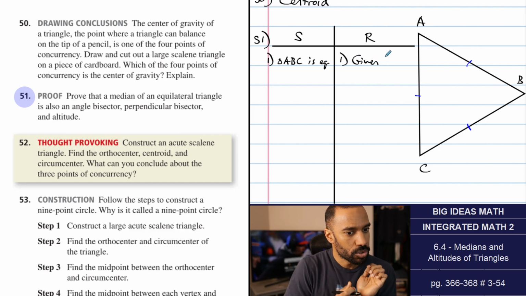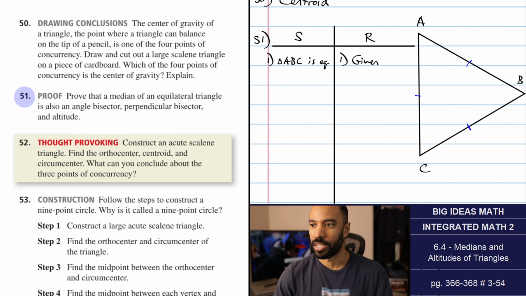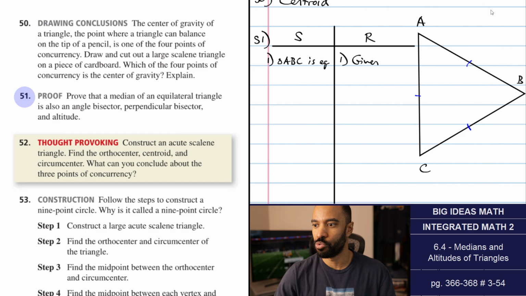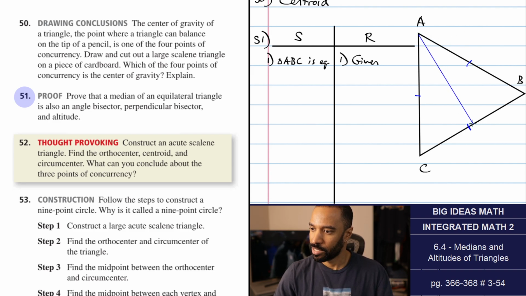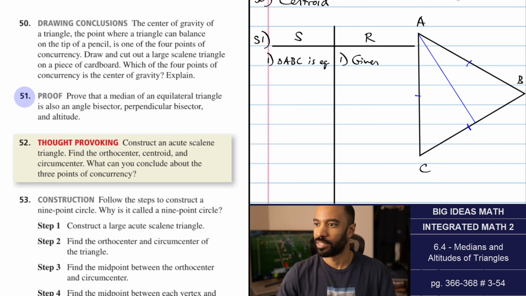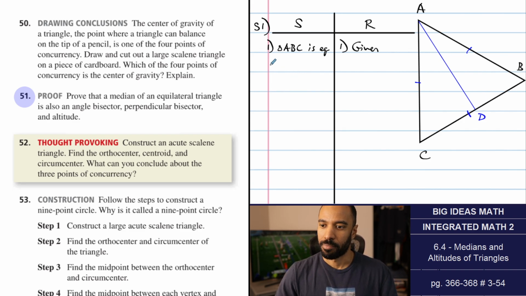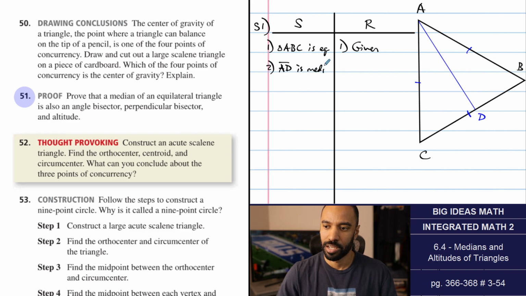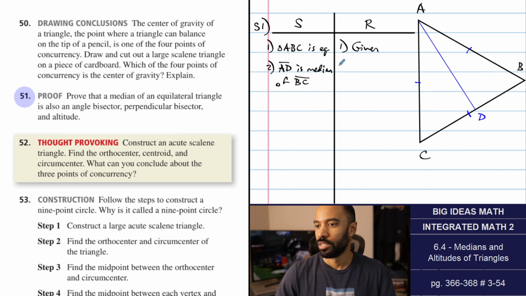All right, we are going to draw a median within here. I'm going to draw it from B to this new point D. Actually, you know what? Because I have more room over here, let's draw it from A to D, like that. Why not? So here's some D. Now with that in mind, AD is median of BC, given.